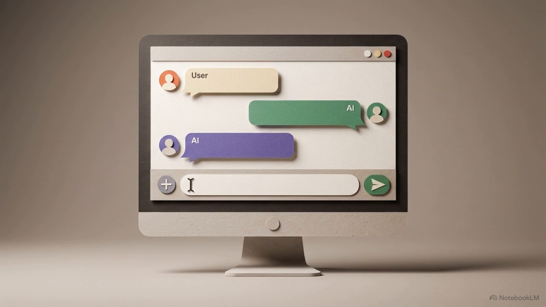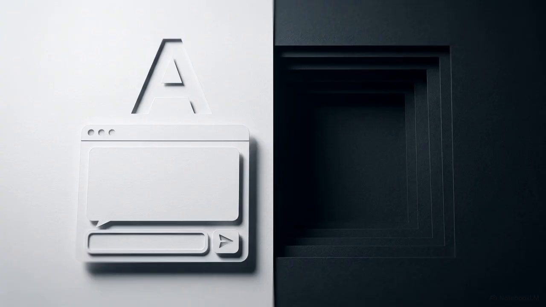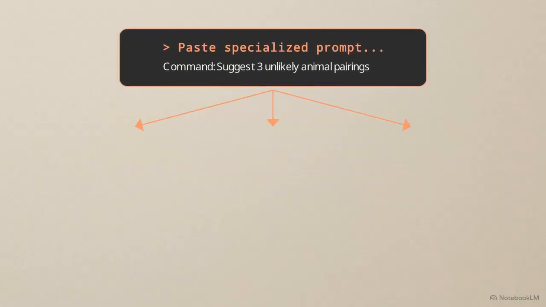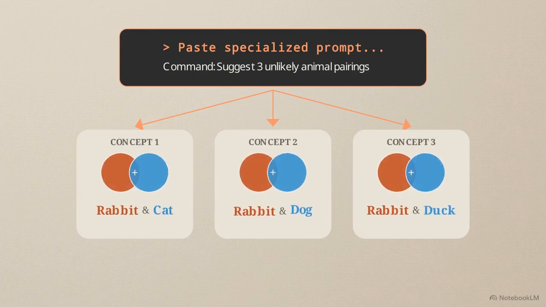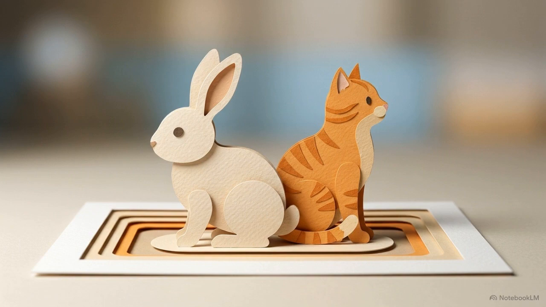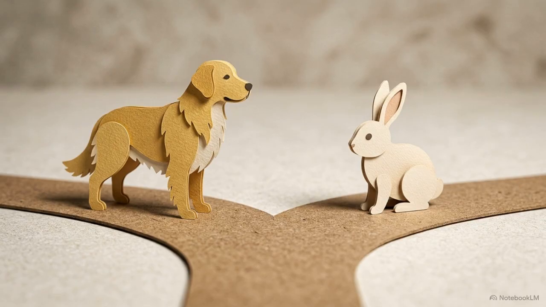Step 1 begins with story generation. Open your browser and navigate to ChatGPT to start the creative process. If you are starting without an initial idea, use Method A. Paste a specialized prompt that commands the AI to suggest 3 distinct story concepts based on unlikely animal pairings. The AI will generate several options, such as a narrative involving a rabbit and a cat, or a dog and a rabbit, each with its own conflict and resolution.